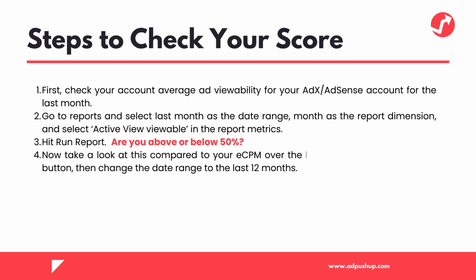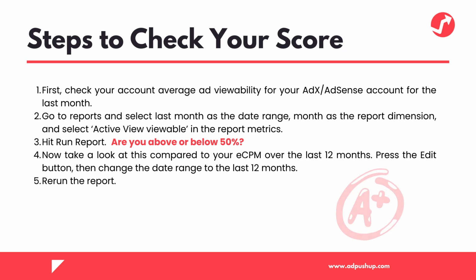Now, let's compare this to your eCPM over the last 12 months. Press the Edit button, then change the date range to the last 12 months. Rerun the report. Now let's analyze. Has your monthly average eCPM dropped, increased, or remained the same? Has your Active View viewability done the same thing? If eCPM has dropped and your ad viewable impression rate has remained below 50% or dropped even further, there is a good chance low viewability is reducing your revenue.